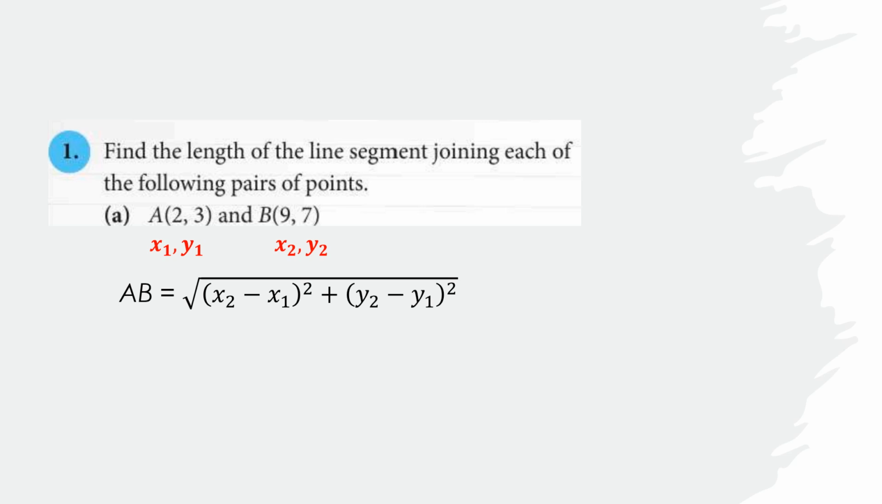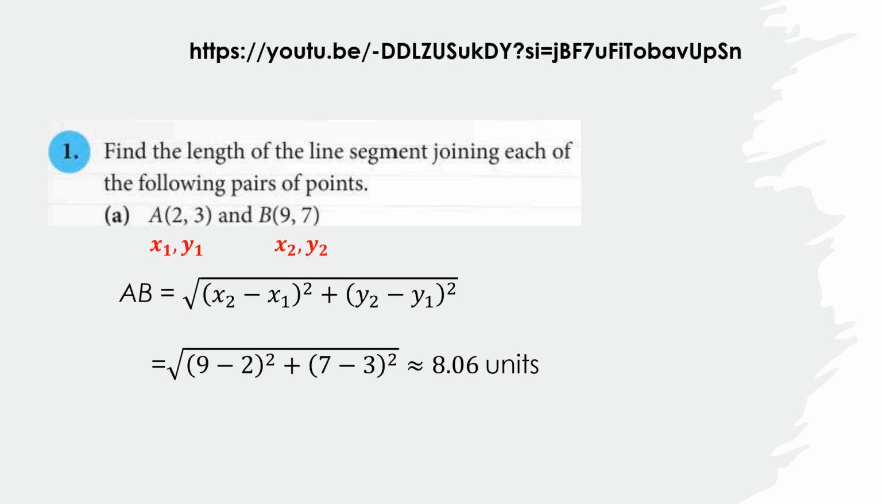And we're going to substitute in the values for x2, x1 and y2, y1. And the next thing is you can just use a calculator to evaluate the answer. Because the degree of accuracy is not given in these questions, usually we just approximate it to 3 significant figures. And you should get 8.06 units.